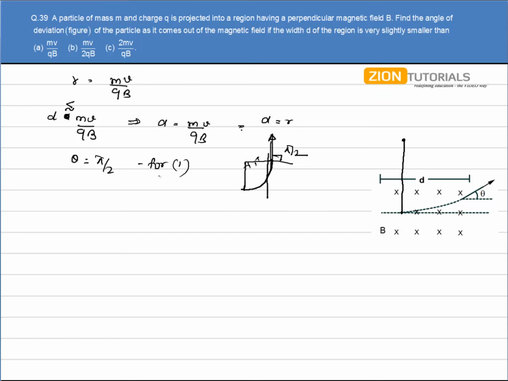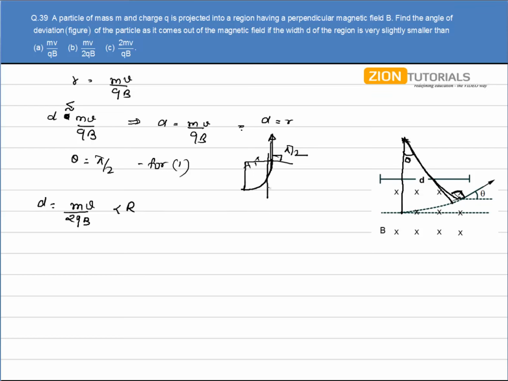In the second part, when d is equal to mv by 2qB, of course it is less than the radius, so the circle cannot be completed, or even the quarter cannot be completed. Now let's say this is my center of the circle, and this is what is happening. Now this angle will also be theta, because this angle is 90 degrees. This is a tangent to the circle, this is the radius, so the angle between the tangent and the radius is 90 degrees, so this angle is theta, right?